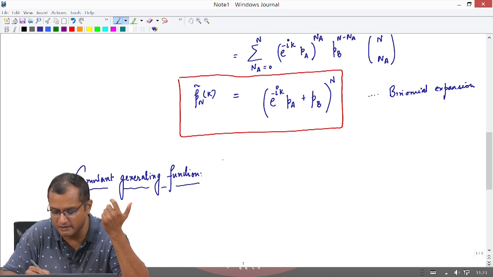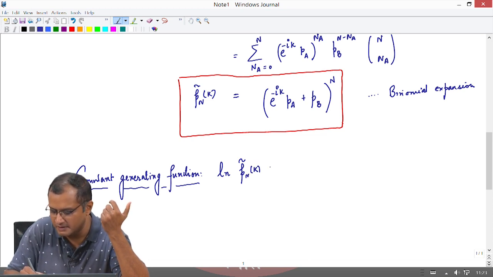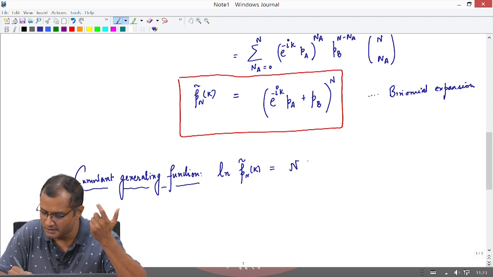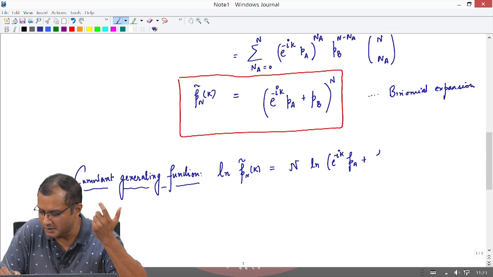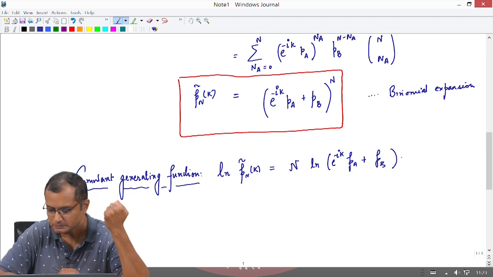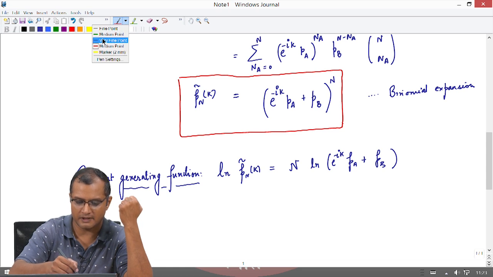Okay. So, the cumulant generating function can be computed by just taking a logarithm of the moment generating function or the characteristic function, which is nothing but n times ln of (p of a e raised to minus i k plus p of b). Okay. So, now the cumulant generating function is also available to you. You can do a lot of interesting stuff with this.